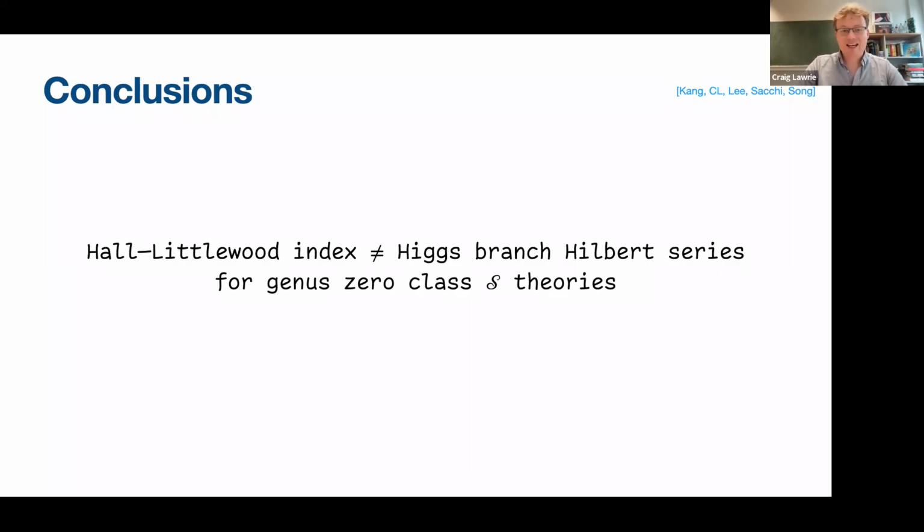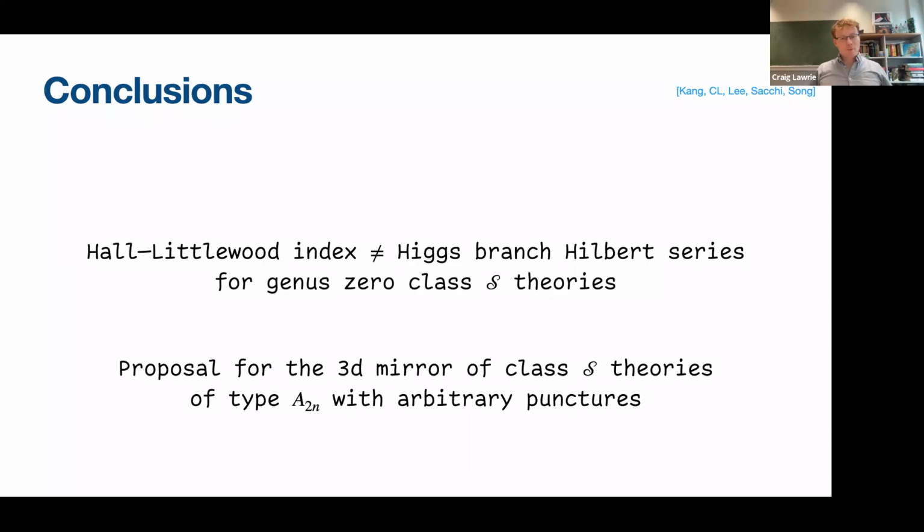Okay, and because we're actually interested in computing the Higgs branch Hilbert series and understanding the Higgs branch of these theories, we made a proposal for the class S theories of type 2A_{2N}. What are their 3D mirrors with arbitrary numbers of twisted and untwisted punctures? And this now allows us to calculate things like the Higgs branch Hilbert series of, say, these D4 hat SU(2N+1) theories and so on.